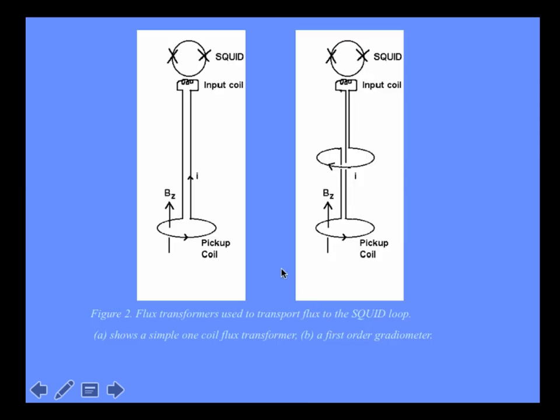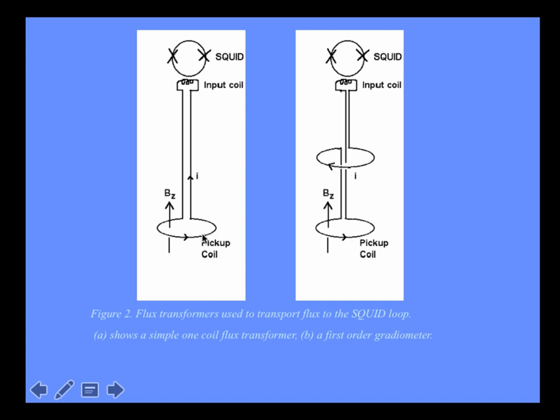The SQUID itself has a pickup coil that is made out of niobium wire, superconducting, and sits inside a vat of liquid helium. The SQUID itself is actually a Josephson junction. It's a piece of transistor-like material that transduces the tiny, tiny signal in here into an electrical signal with a higher impedance that we can record separately.